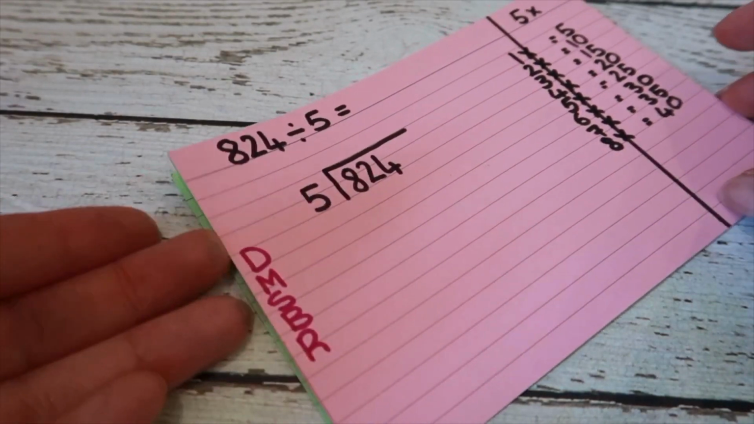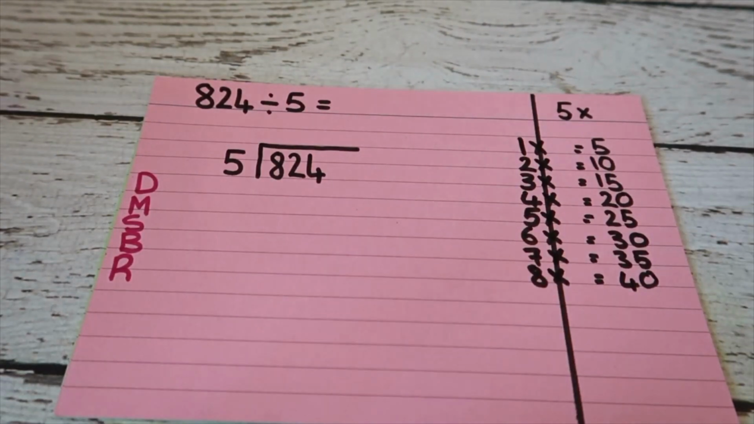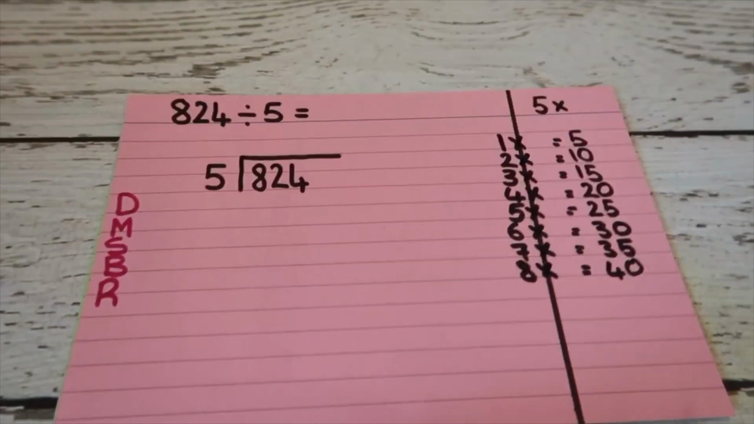Okay, we're going to have a look at one last question. Now, this question is different to the other ones because this question has an answer which has a decimal point.